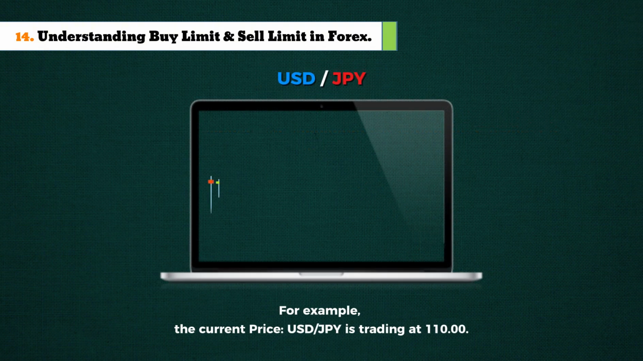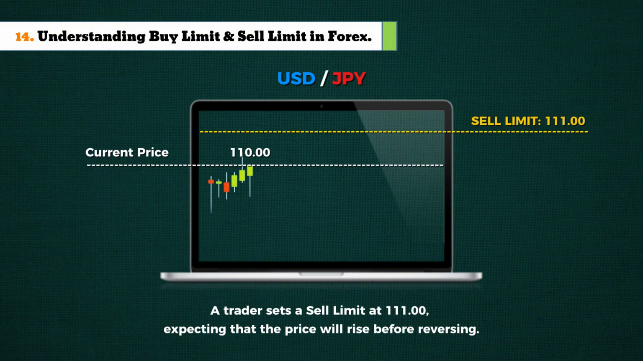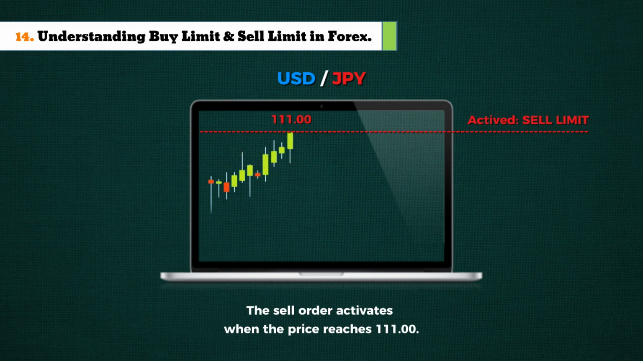For example, the current price of USD/JPY is trading at 110.00. A trader sets a sell limit at 111.00, expecting that the price will rise before reversing. The sell order activates when the price reaches 111.00.